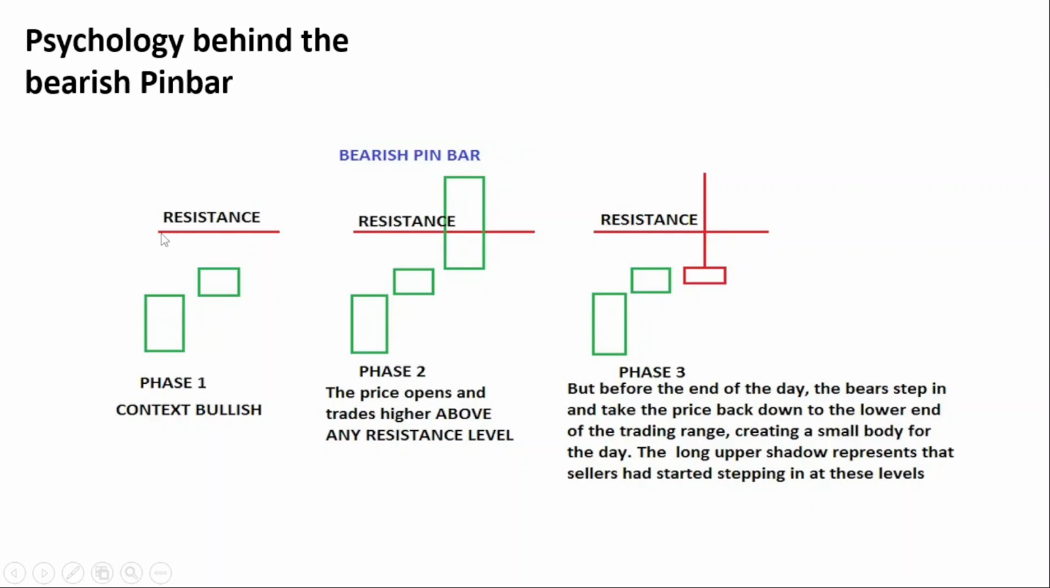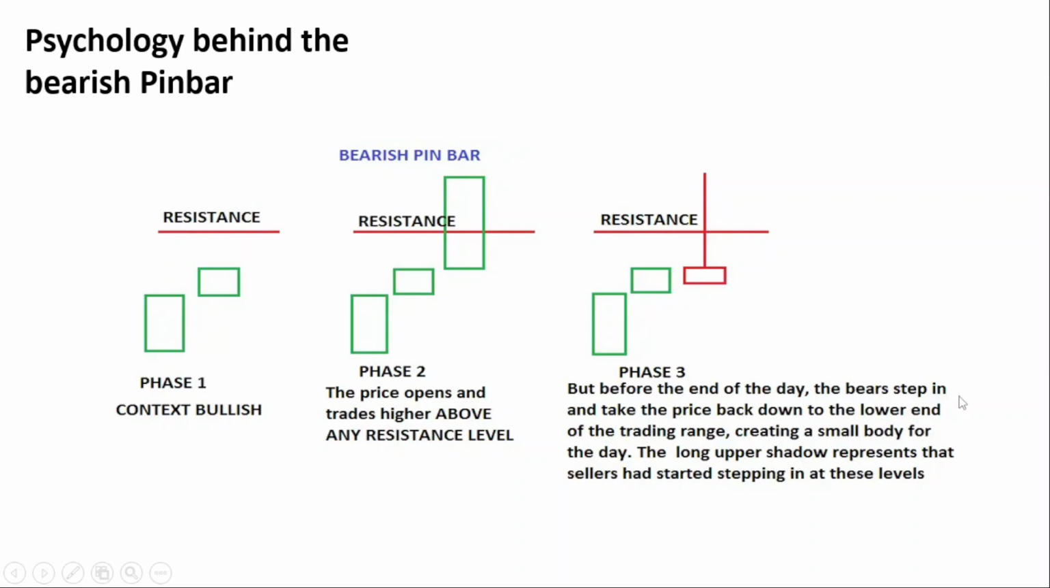Suppose we have marked some resistance level at a certain point in the high. So we'll see this kind of upward candles. Here the price opened and it went up. The price opens and trades higher above any resistance level. Sometimes it crosses the resistance level, but the sellers take action and they start pushing down the price. After closing, we'll get a formation similar to this.